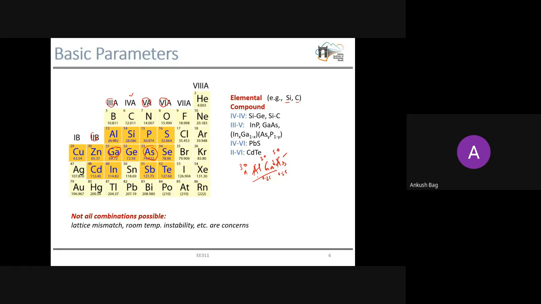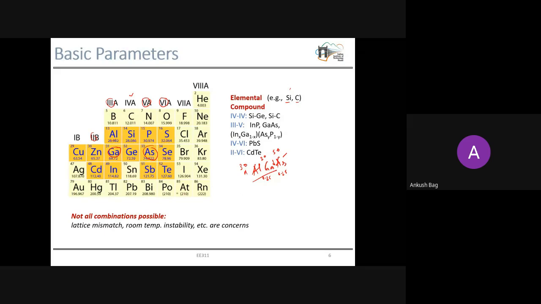So this is the main advantage of compound semiconductors, because in the case of silicon or germanium, the elemental semiconductors, you do not have this freedom to tune your material property. But in the case of compound semiconductors, you have this opportunity. So this is another advantage of these materials.